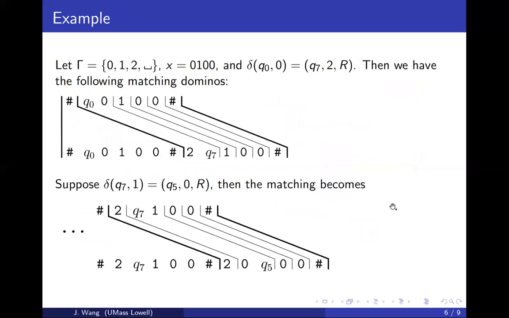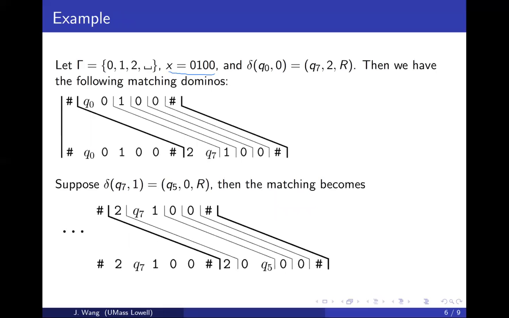All right, so now let's look at an example to help us understand how we can use the dominoes that we constructed earlier to replicate a computation history. In this case, we assume our tape alphabet is 0, 1, 2, and space. The input X is 0, 1, 0, 0.